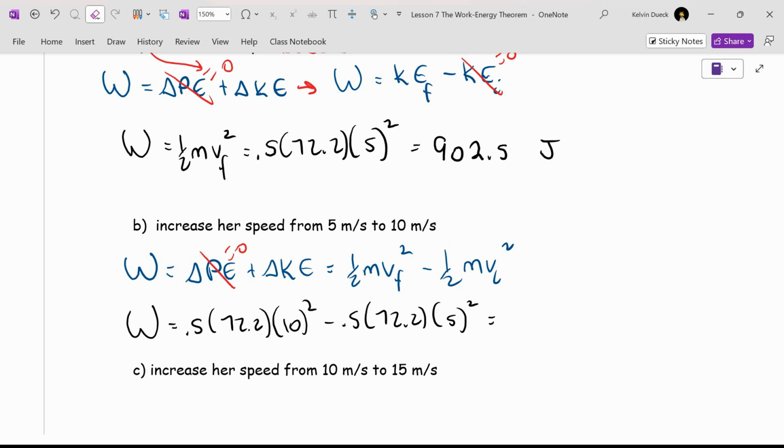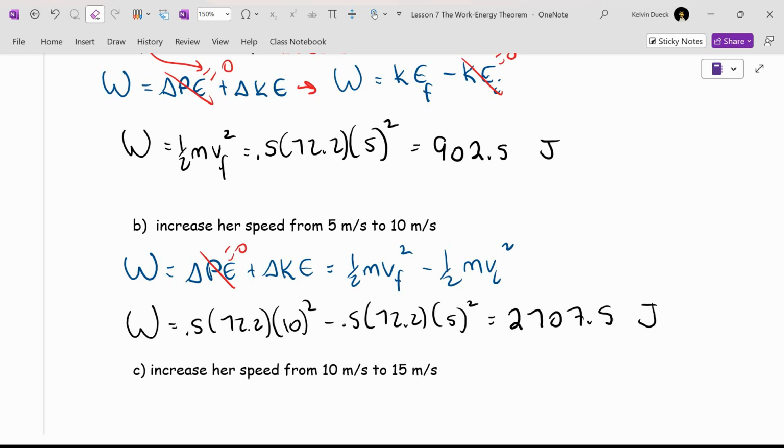$2707.5? This is interesting to me because Emma F., how much did we increase our speed by in part B? And Emma R., how much would we increase our speed by in part A? But we don't get the same answer. Why? How come?